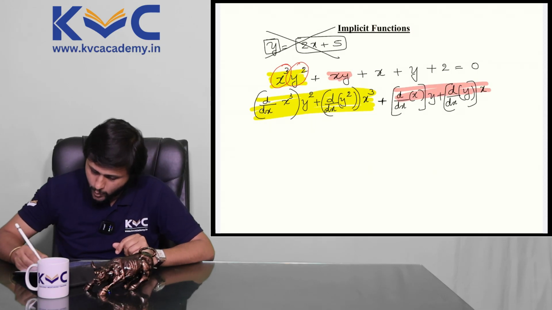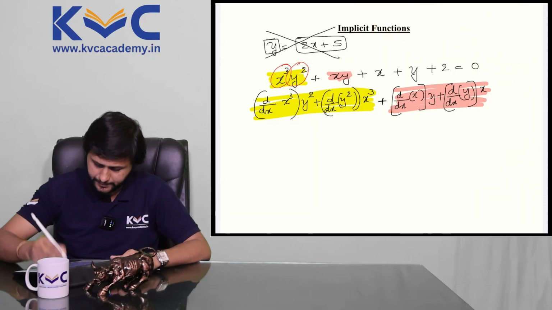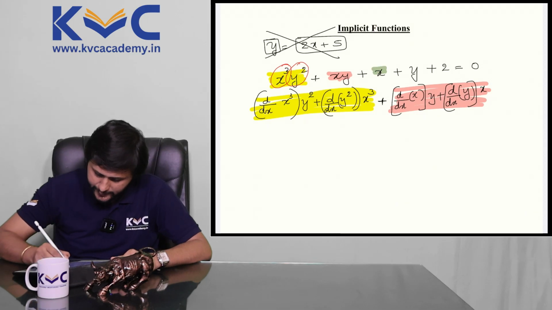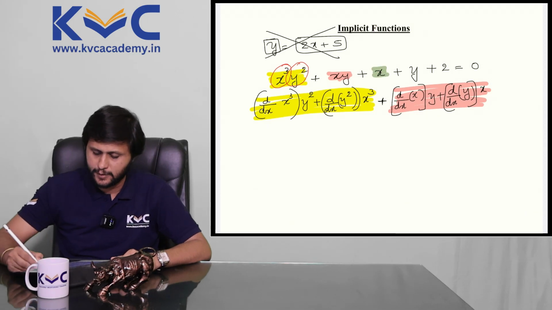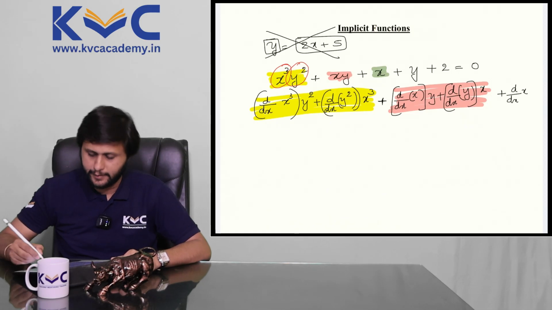I have differentiated over here. Not yet differentiated, I just expanded for the time being. Next, I'll take the third one, a different color, I'll take green. Differentiation of x. What is the differentiation of x? Should I do it directly? No, we'll just expand over here. Differentiation of x, fine. Then we have differentiation of y.